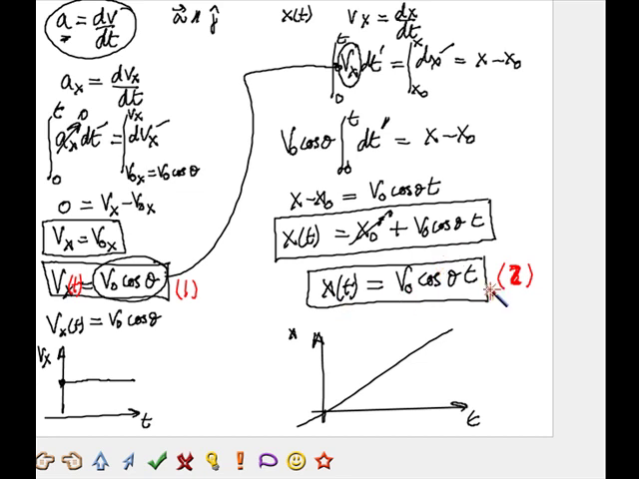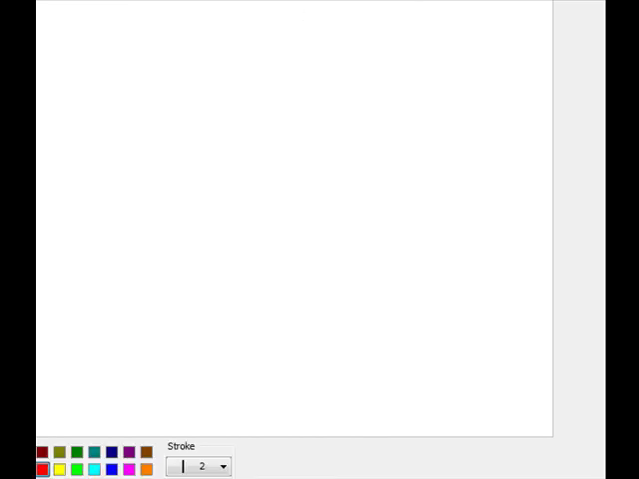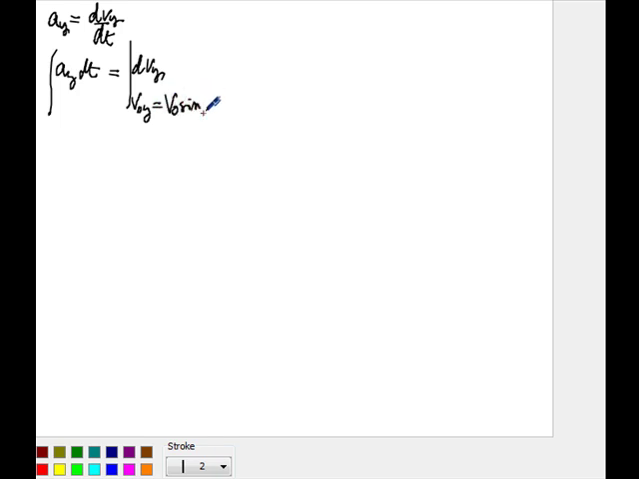So let's do the same thing in the y direction. Let's start with the same starting point. a is equal to dv/dt, but this time we're concerned about the y direction, so ay is dvy/dt. Multiply everything by dt: ay dt is equal to dvy. I'm going to integrate both sides. This is v naught y, which is also v naught sine theta. The top is vy, therefore I'm going to put a prime, t prime, 0 to t. And now the next question is, what is ay?